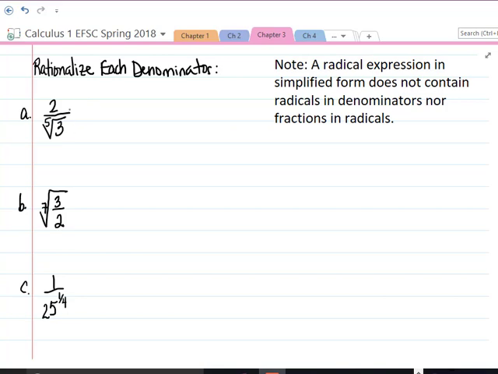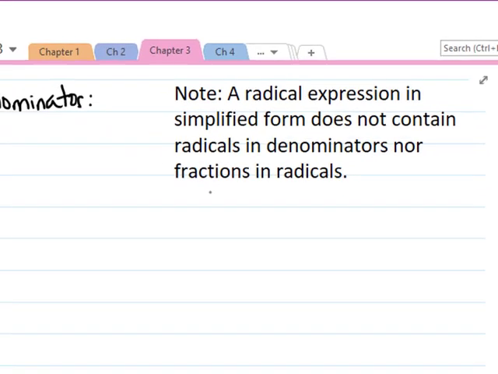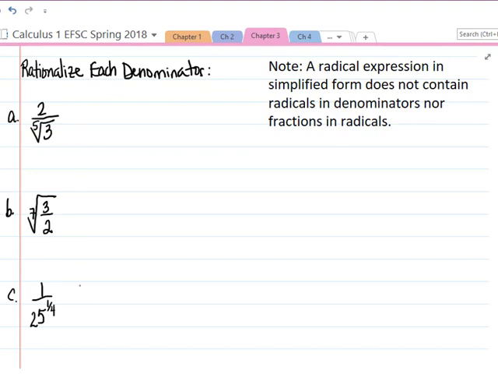So let's first of all understand what we mean by getting a radical in simplified form. In order for a radical expression to be in simplified form, it cannot contain any radicals in the denominator or fractions under the radicals. Each one of these three expressions has one of those characteristics. A and C have radicals in the denominator, and B has a fraction under the radical. So in each case, we're going to use a technique called rationalizing the denominator to get it into the form that we like to have our answers in.